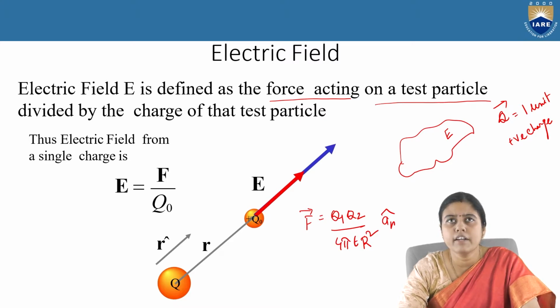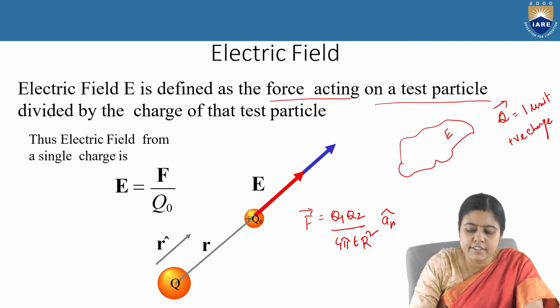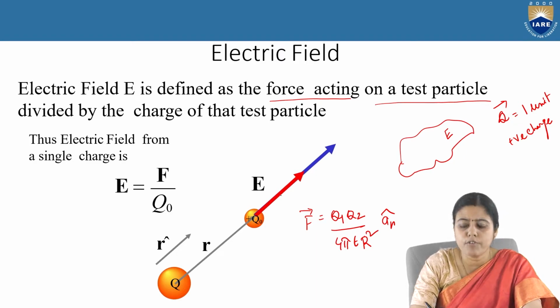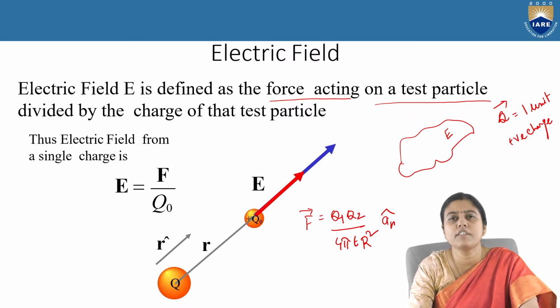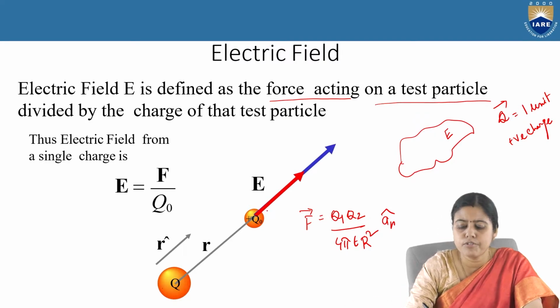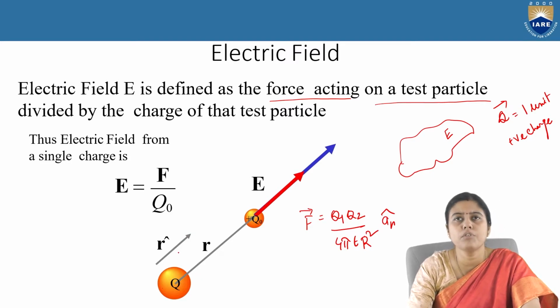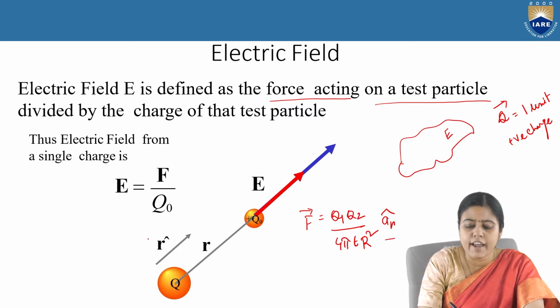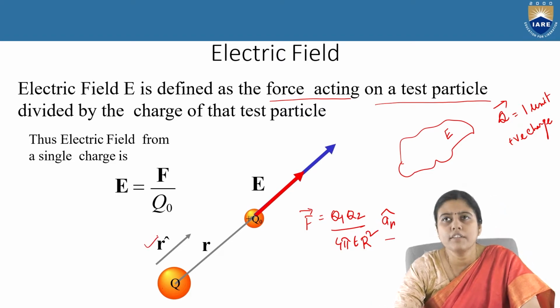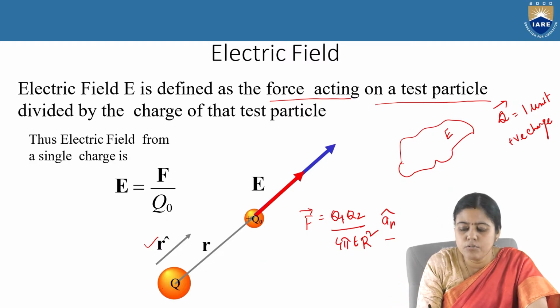So what is electric field? Electric field is the force acting on a test particle. Say this is the test particle Q0. What is the force due to the plus Q? As this is positive, the force is a repulsion force, so the direction is like this. This is the distance R, and this is the direction of the unit vector aR, or we can write only R also.